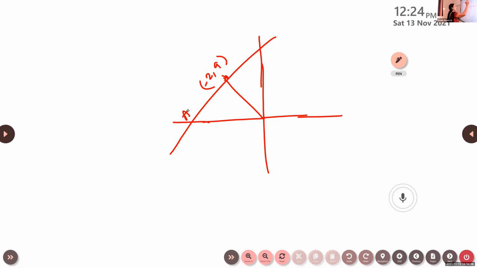Suppose A is this point and B is this one. We are asked to find the equation of this line. Suppose O is the origin, and this is the perpendicular. So the perpendicular drawn from the origin meets the line at minus 2, 9. Find the equation of the line. How will you do this?